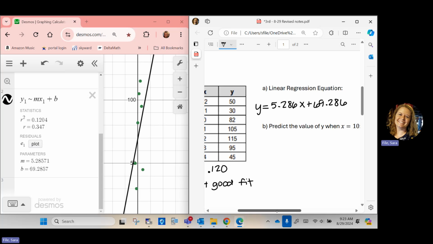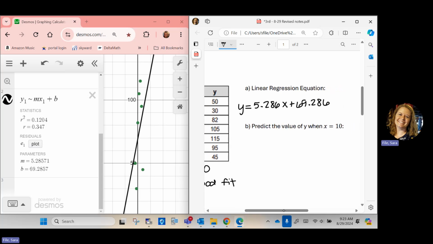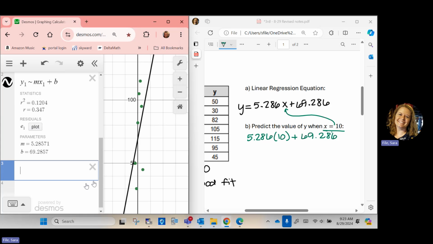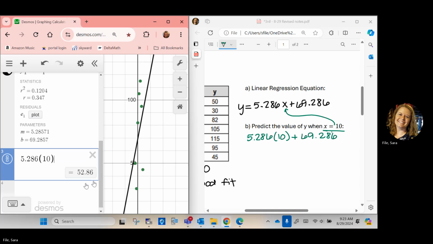Okay, now they want us to use that equation and predict when X is 10. So again, we're plugging a 10 in here for X. Okay, so I'm going to come over here and calculate that. So we get 122.146.